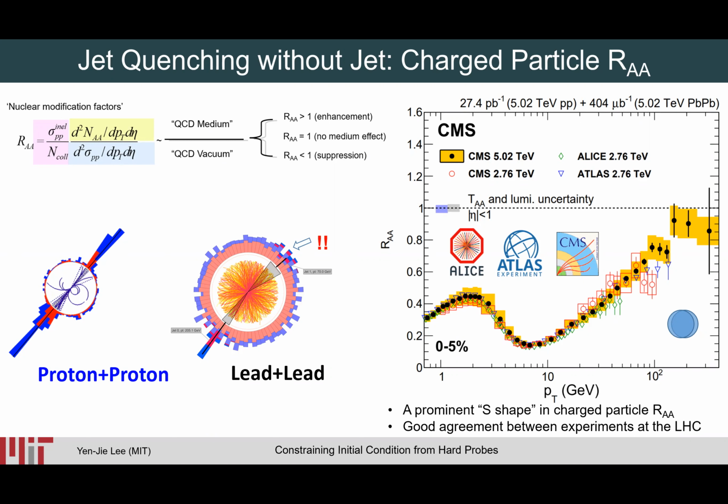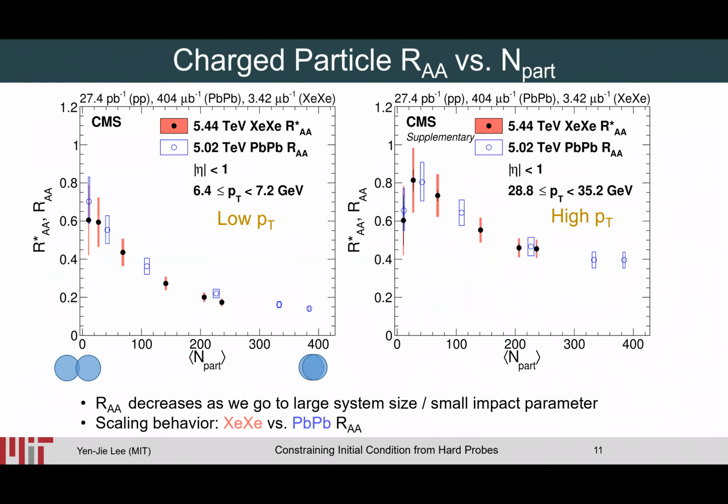And of course, we can quantify the size of this effect without using jets, which is what I'm going to do today, a charged particle RAA. And you can see there is a prominent S shape in the RAA as a function of transverse momentum. So what we are showing you here is a head-on collision, which means that I'm selecting a very small centrality value, 0 to 5%. And there's a very strong suppression of high-pT particles seen also from this already very precise data set.